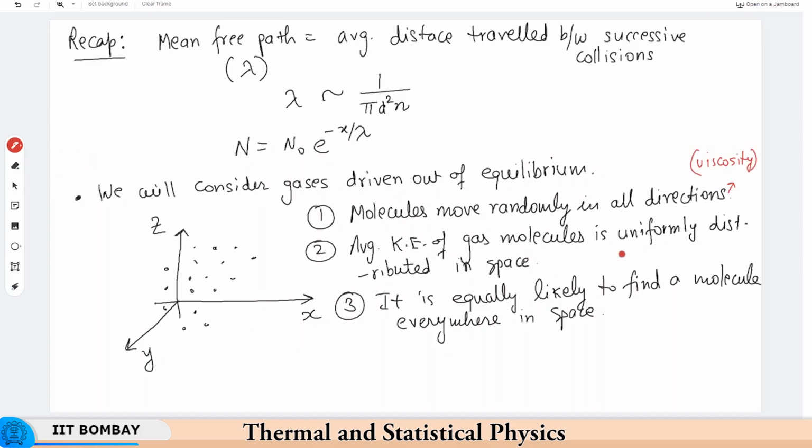When we break down the assumption that the kinetic energies of gas molecules are uniformly distributed, this leads to a very important concept known as thermal conductivity. And when the gas molecules are non-uniformly distributed in space, there is a coefficient of diffusion, right, diffusivity. Okay. So, that is what we are going to do in today's class. All right. So, let us start with point number 1.